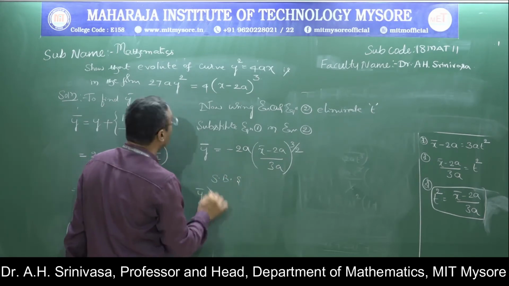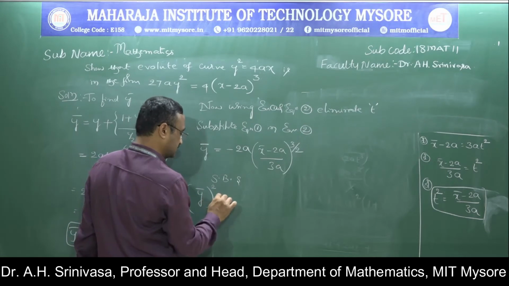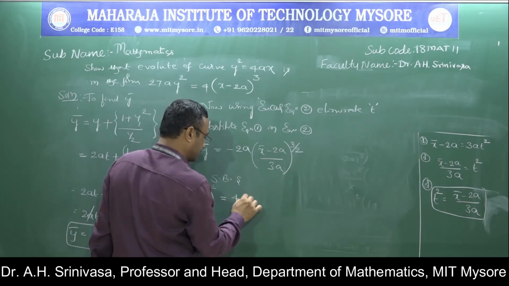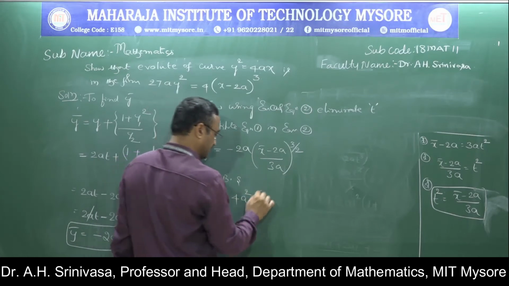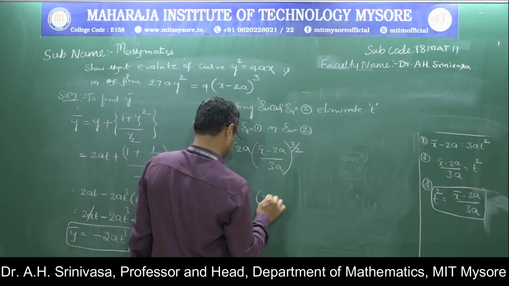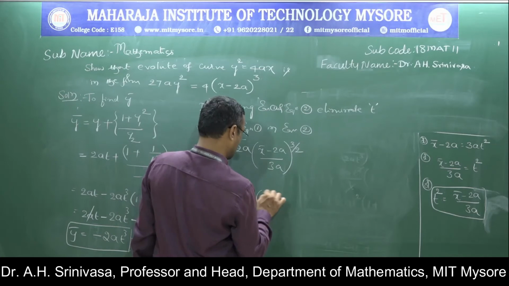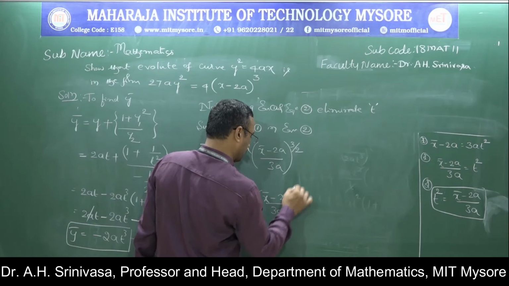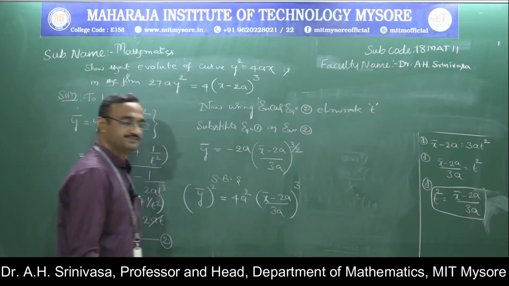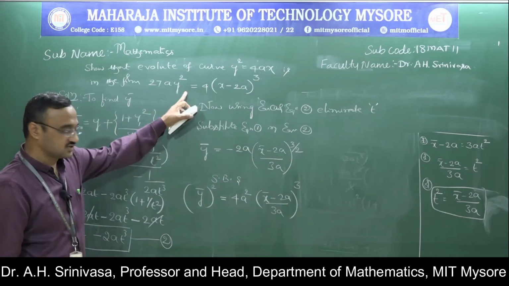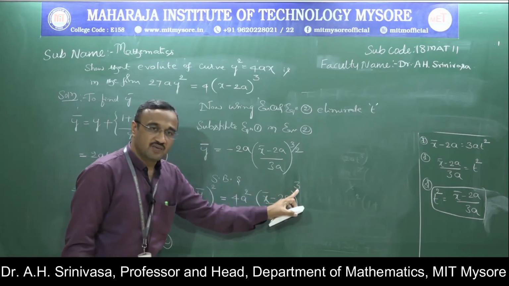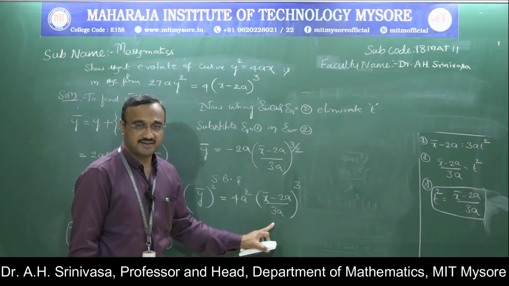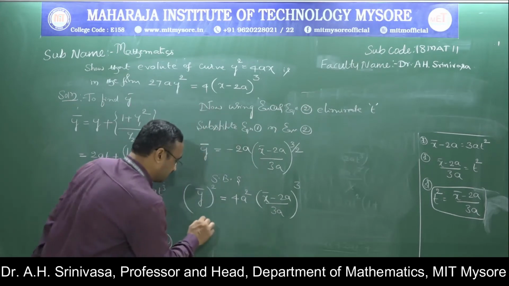What do we get now? y bar whole square should be equal to, negative becomes positive, this is 4a square, then we have x bar minus 2a whole divided by 3a whole power 3. I want it in this form, so this power should be split to both numerator as well as denominator. Then what do we get now here?